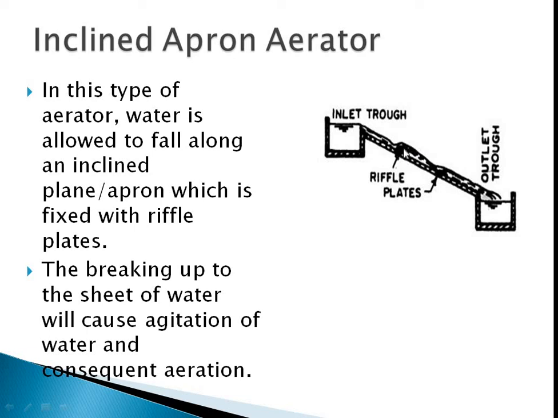Here a breaking of the water will occur, and therefore the water will jump. As soon as the water jumps, atmospheric air mixes into the water, and hence through the jumping of water over the steel plates, the water gets aerated with the help of these riffle plates. Therefore this type of aeration process is called the inclined apron aerator. It is similar to the cascade aerator, but here the surface is inclined and the cascades are replaced by riffle plates.